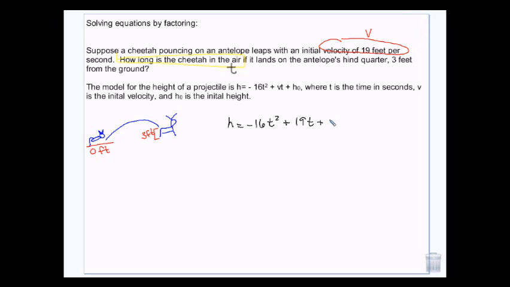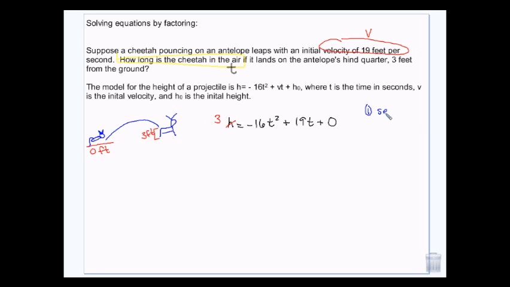Okay, so my initial height is 0. But the height where you land, this is going to be 3. So we're going to take this out and put 3 in, because this is the hindquarters. The highest part you're reaching is the hindquarters, because they're jumping up on the hindquarters.